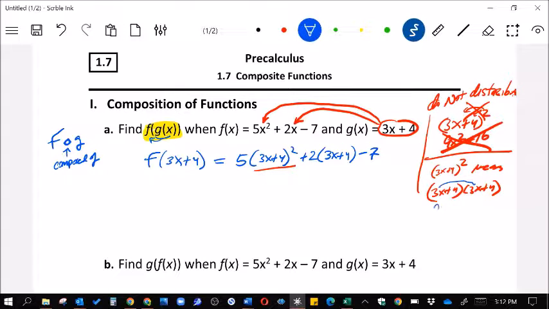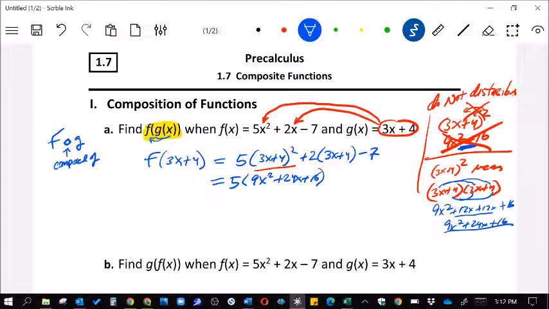And then I'll do this to get 9x squared, this to get 12x. Here's another 12x, and then here is 16. This 24x in the middle, you don't get up here. So we do get 9x squared plus 24x plus 16. And that's the thing that we're going to put in over here. Equals 5, 9x squared plus 24x plus 16. And then I'll multiply the 2 here, so it's plus 6x plus 8 minus 7.